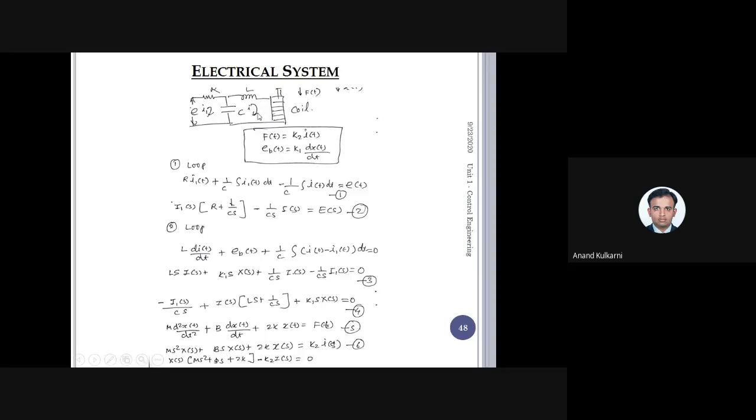In this second loop, there is one inductor, one capacitor, and this back EMF. This is a back EMF source, because to generate the force, it has to draw the voltage, and that voltage drop is equal to EB, that is called back EMF, which is equal to K1 into dx by dt. So I will write the equation for the second loop. Voltage drop in the second loop has to be equal to 0.